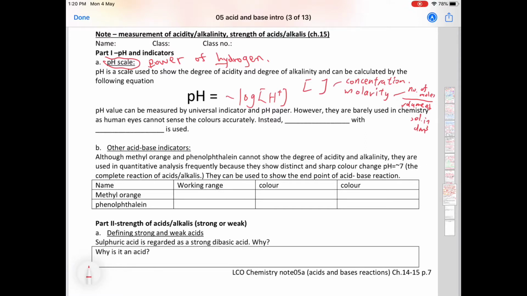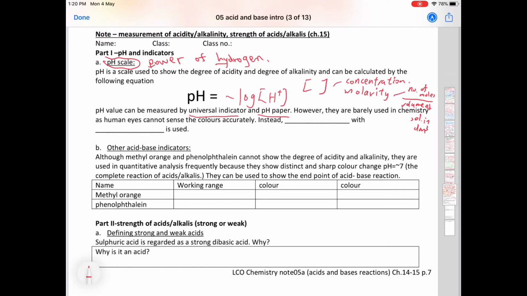So this pH value can be used to show the acidity or alkalinity of a substance, and normally if you are using the universal indicator or pH paper, it will show the scale from 0 to 14. However, according to this equation, pH equals negative log of H plus concentration, you can actually obtain some negative number or some number larger than 14.